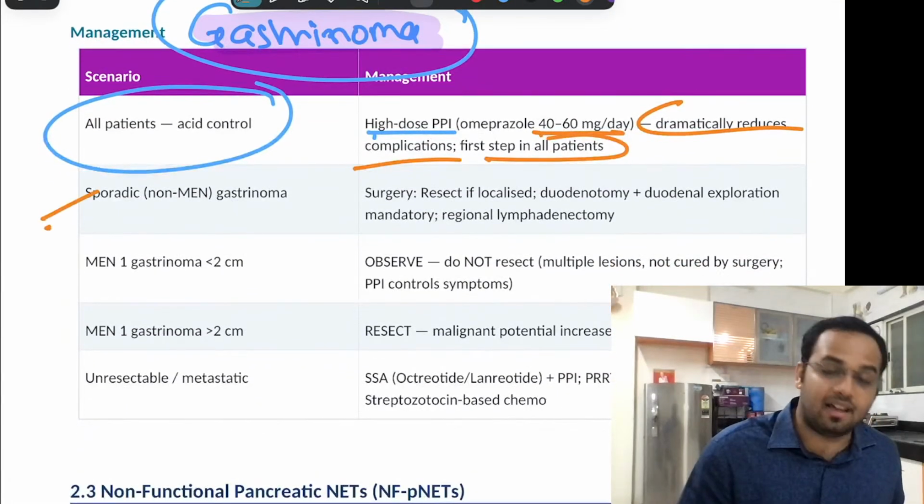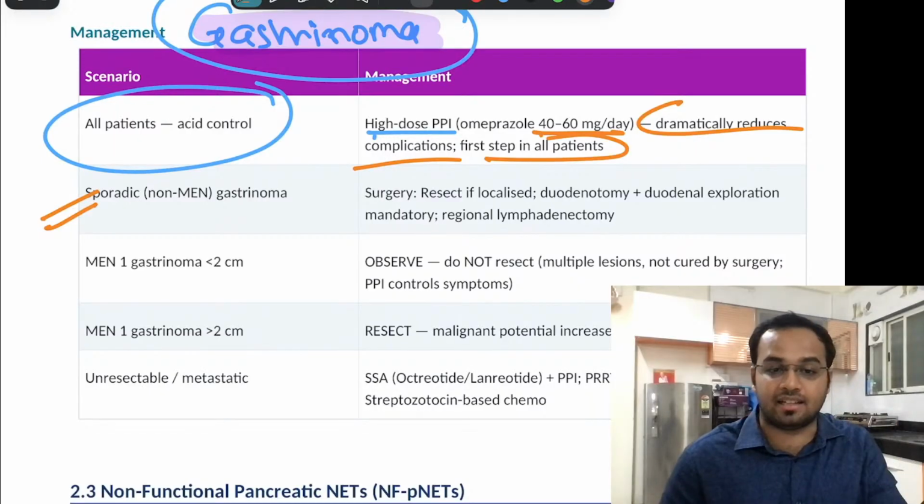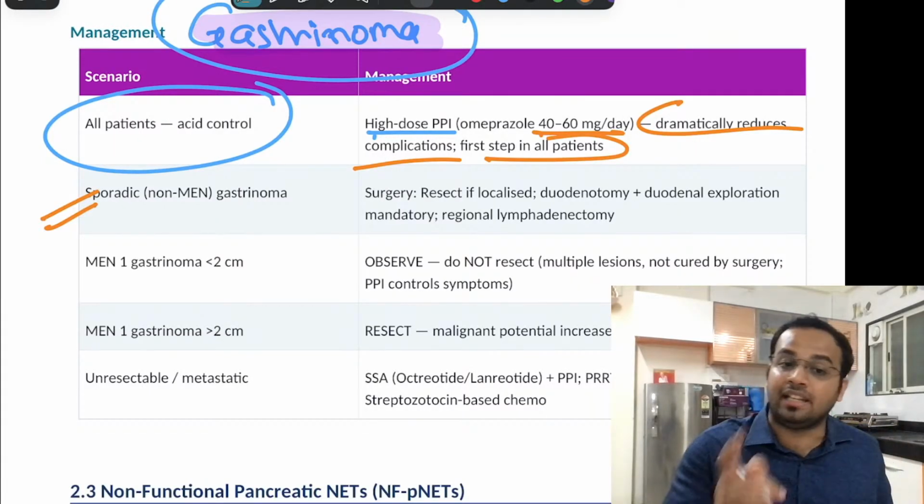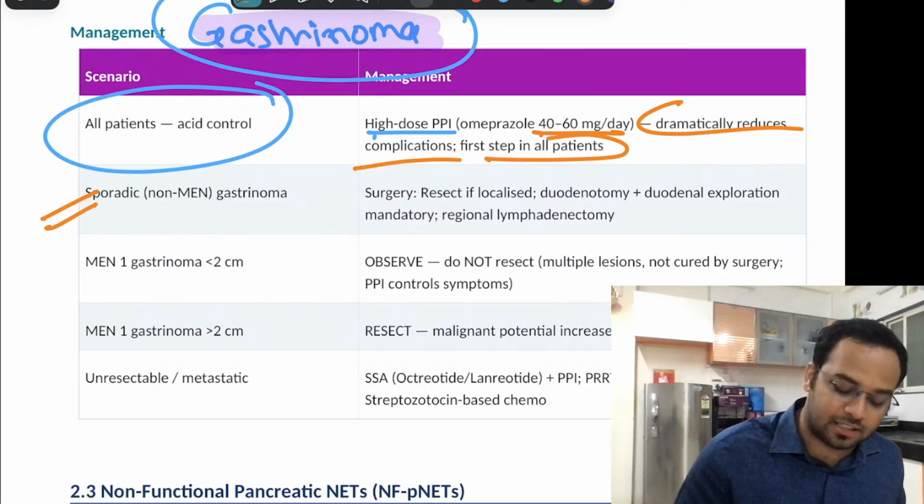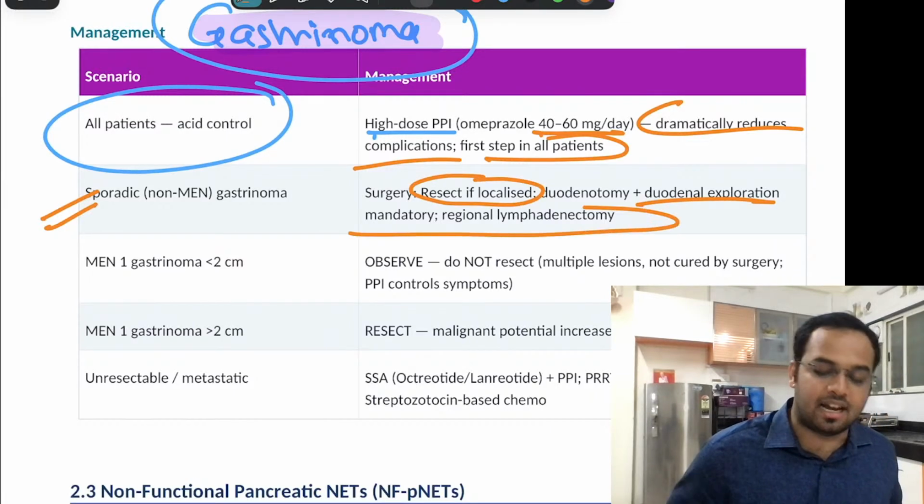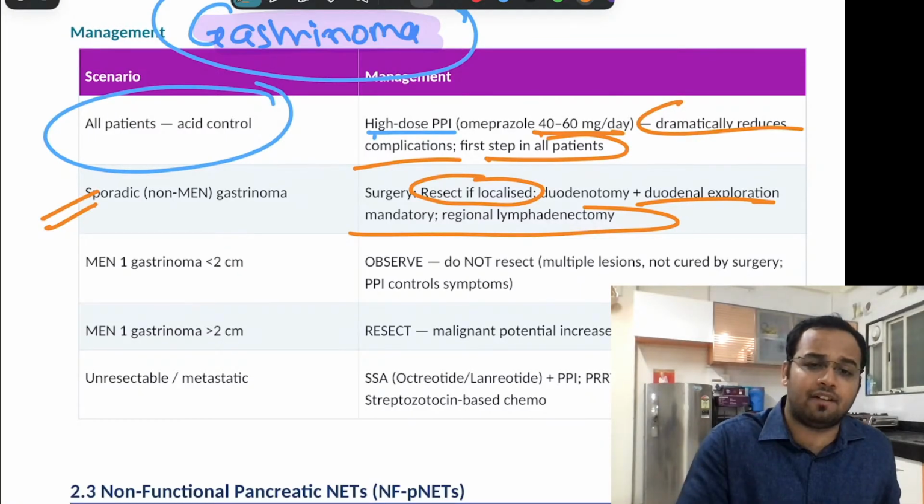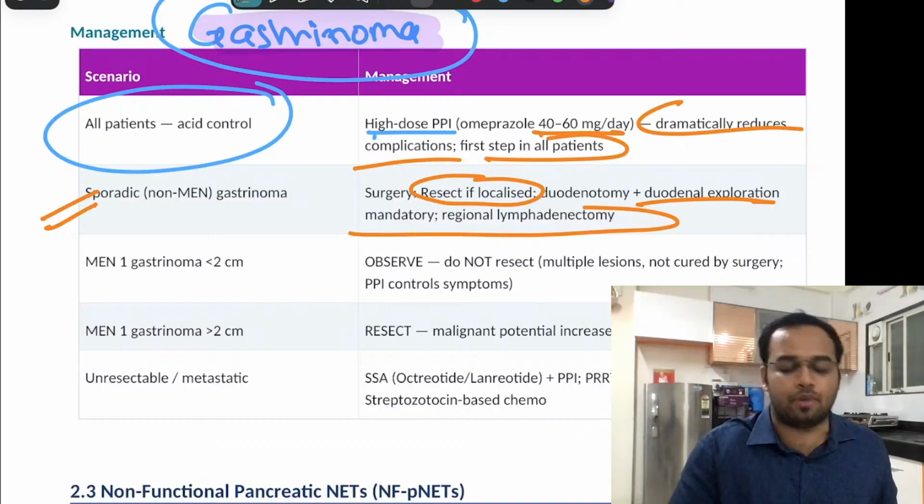For sporadic tumors, as I said, in the pancreas if it is an insulinoma and sporadic, it is a good prognosis, but here the sporadic has a bad prognosis. You are going to go for resection if it is localized. You can go for duodenal exploration and regional lymphadenectomy. Most of the time you can go for an intraoperative ultrasound, and whatever lesions are visible, you can resect them.